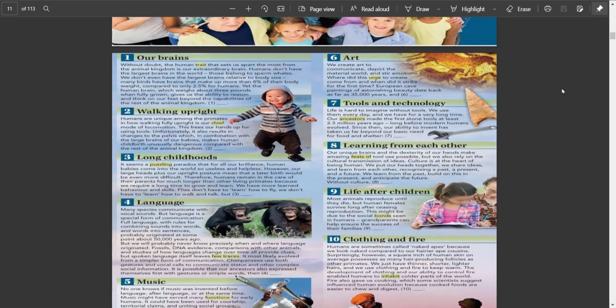Number 7 we have tools and technology. Number 8 we have learning from each other, and number 9 we have life after children, right? Number 10 we have clothing and fire. So all these 10 things make us human. هذه ال10 نقاط المهمة التي تفرقنا عن بقية المخلوقات، وهذه النقاط هي مهمة جدا, right?